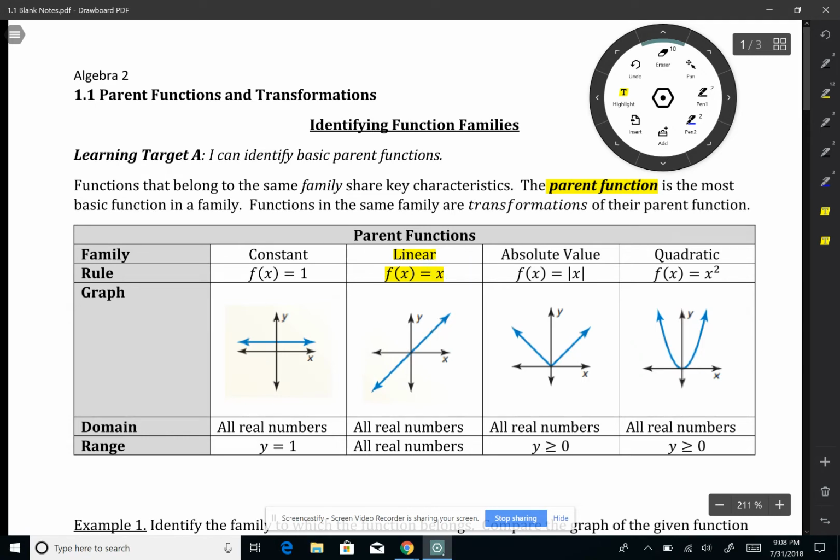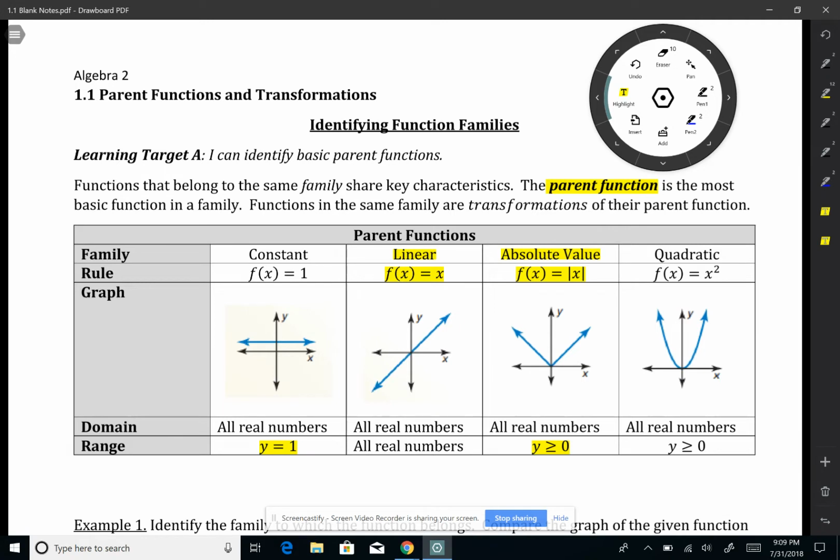All right, then we have the absolute value function. Now remember, absolute value is the distance a number is away from 0, and it's always positive, hence why our graph lies above the y-axis. All of the output values are positive. And that is why our range down here, remember range represents y values, is y values greater than or equal to 0, because every absolute value of a number is 0 or greater.